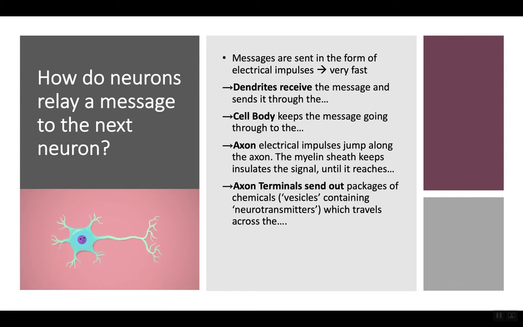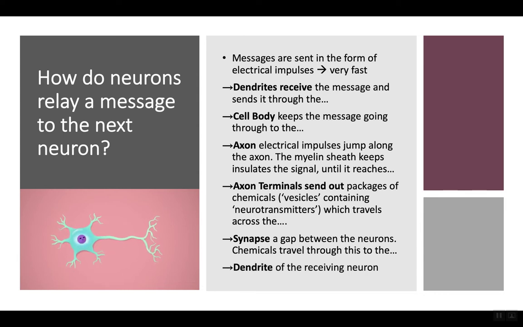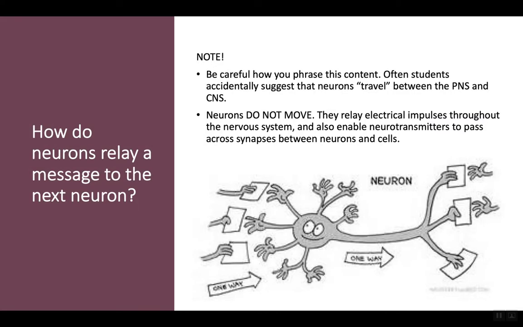That's the end of it, and they have chemicals in them that contain neurotransmitters, which are chemical signals which pass across the gap to the next nerve. Okay, this gap is called the synapse. So they travel across that synapse to the dendrite of the next neuron, because we're going from one to the next.